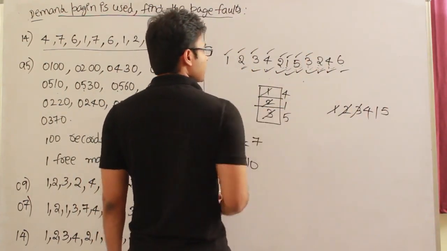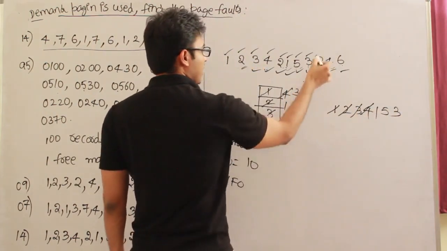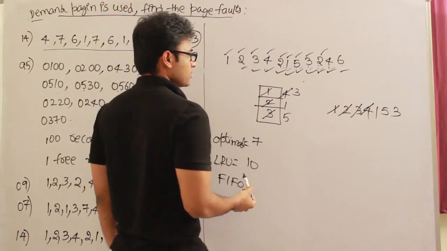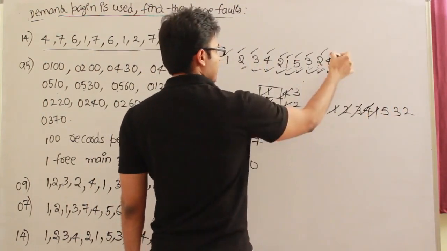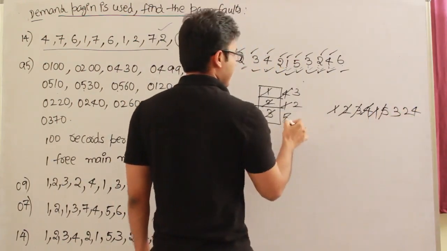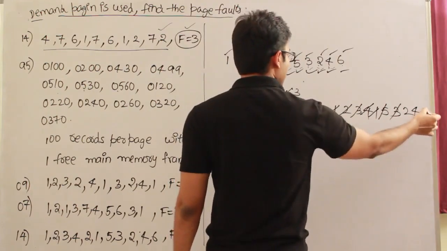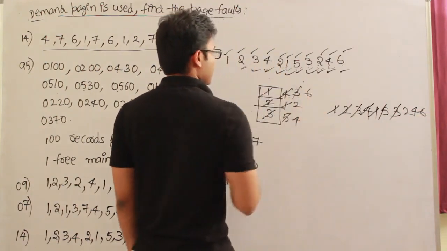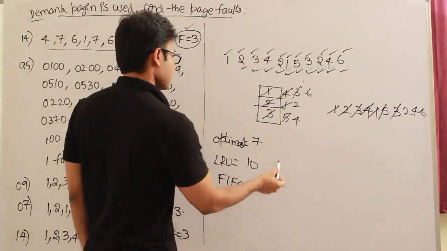And next I need 5, therefore 3 will be replaced and 5 will be added. Next I need 3, 3 is not there, therefore 4 will be replaced and 3 will be added. Next I need 2, therefore 1 will be replaced and 2 will be added. Next I need 4, therefore 5 will be replaced and 4 will be added. Next I need 6, therefore 3 will be replaced and 6 will be added, right? Now how many are there? I think this is also going to give you 10 page faults.